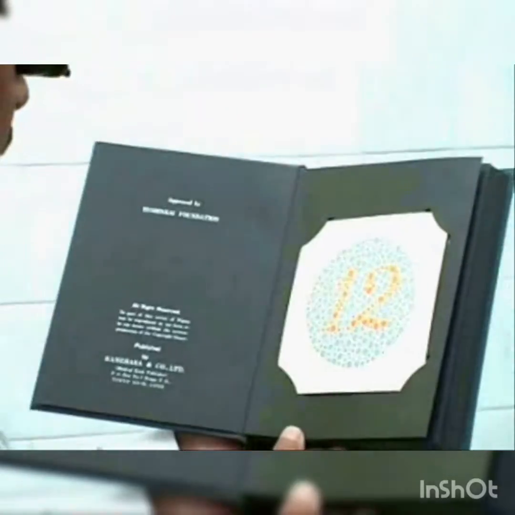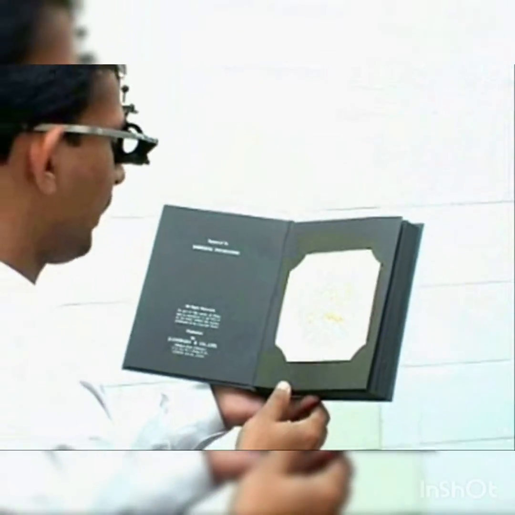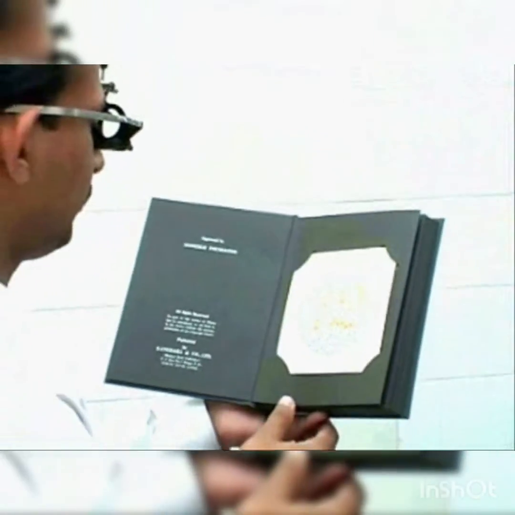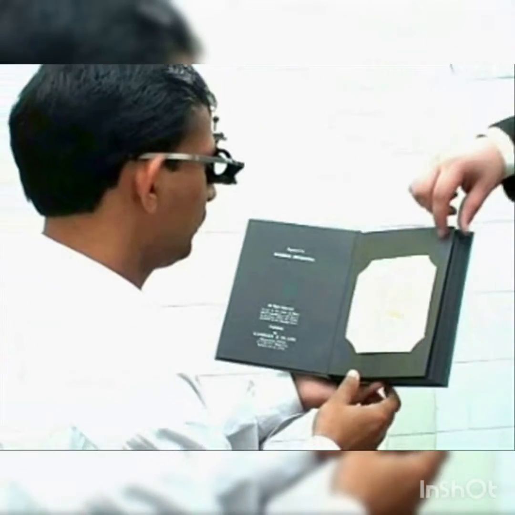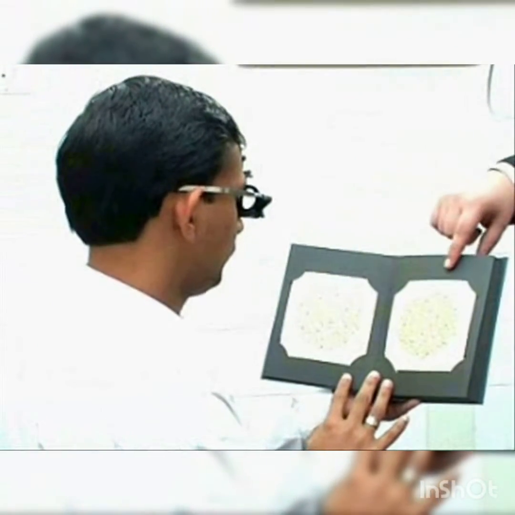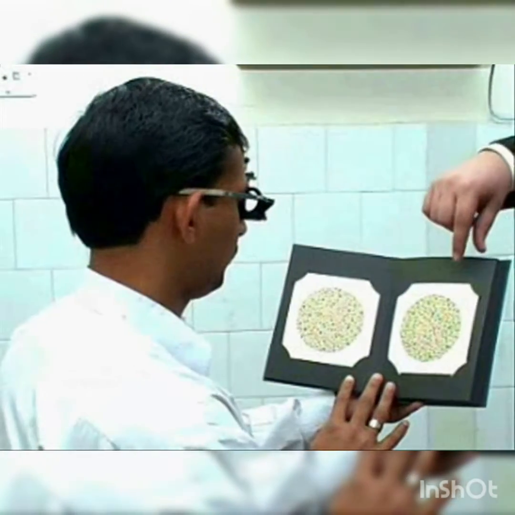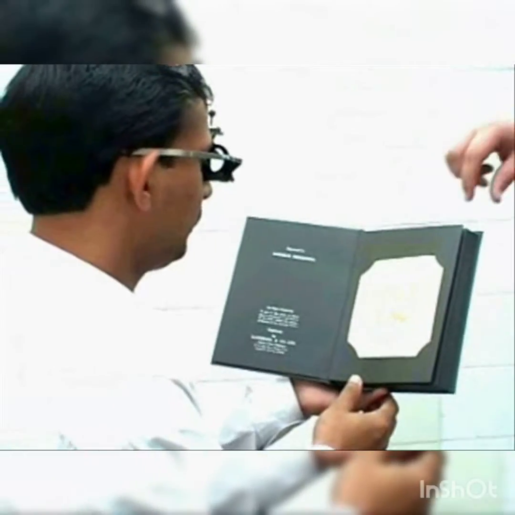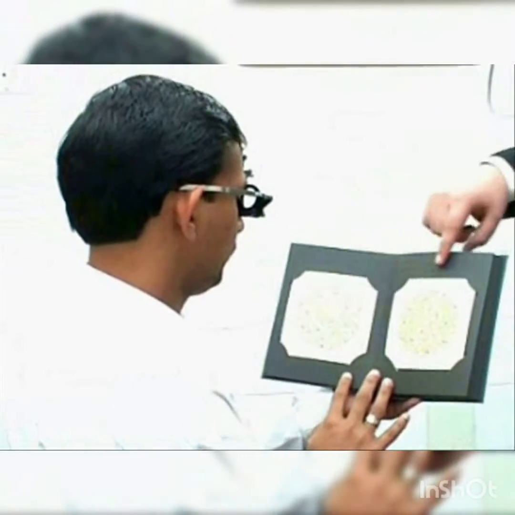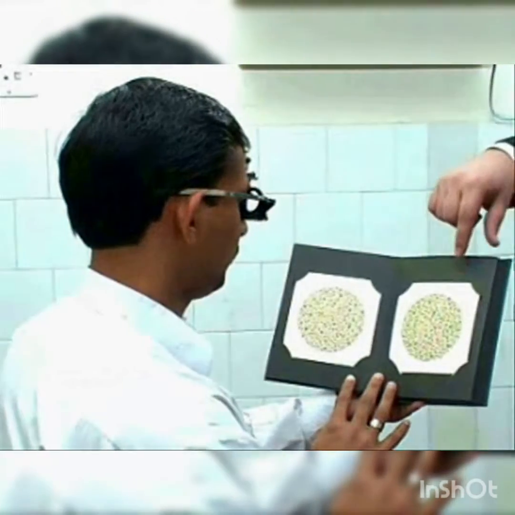The color plates of Ishihara contain a number of basic colors mixed with confusion colors in the surrounding. The test is read with best corrected vision and defects are noted and graded. Although there are other methods of color vision testing, this is a handy method and it gives good results.